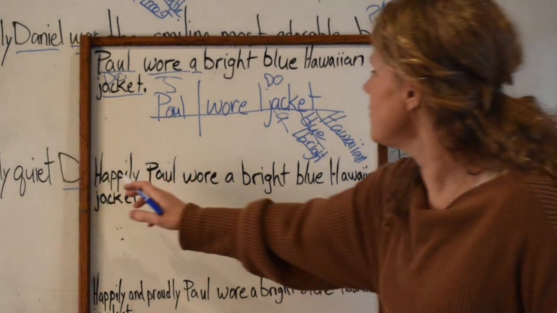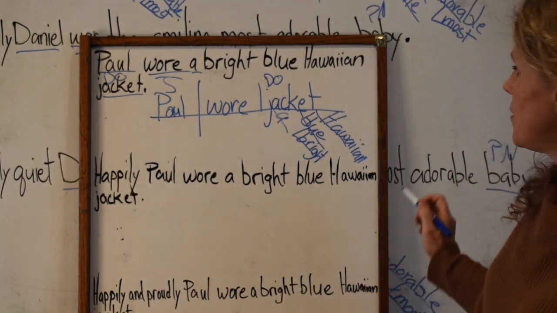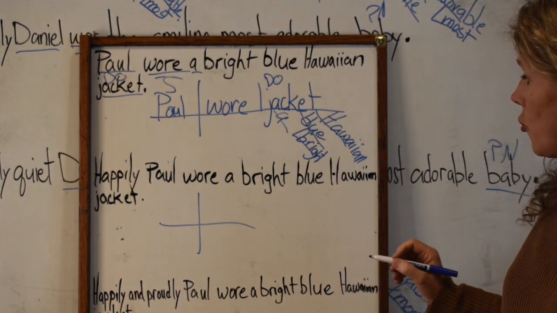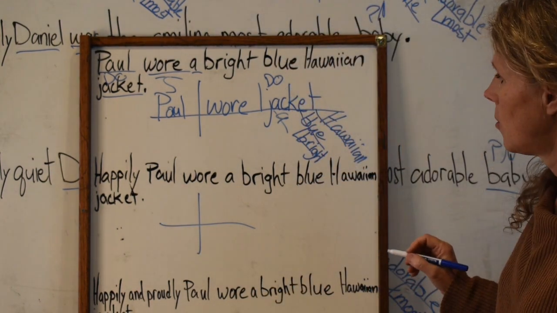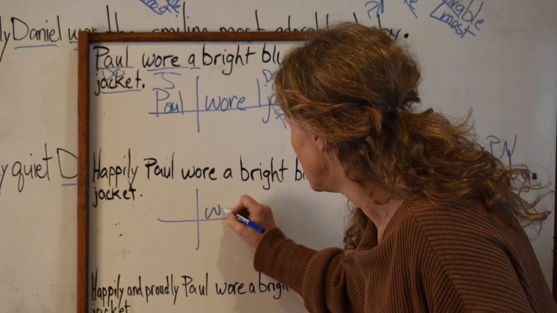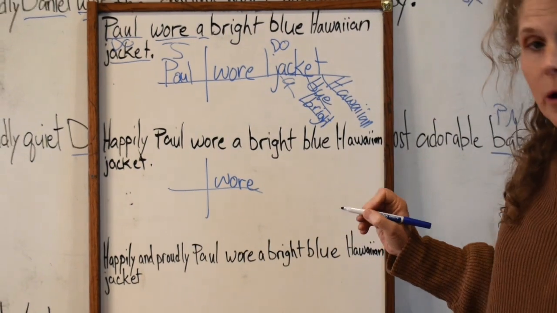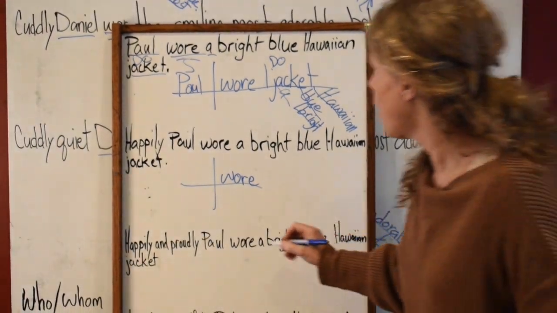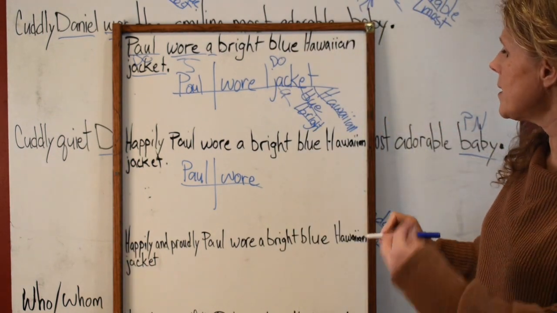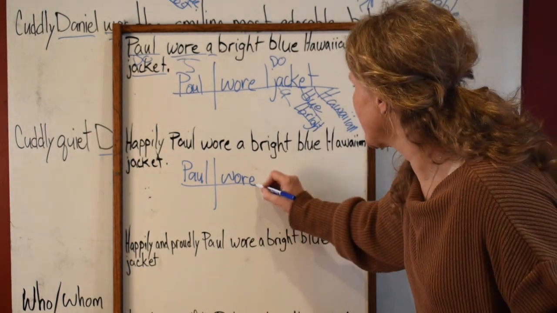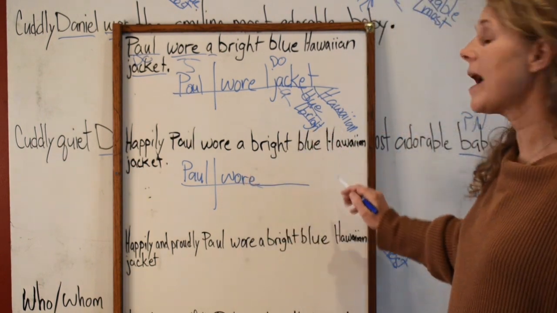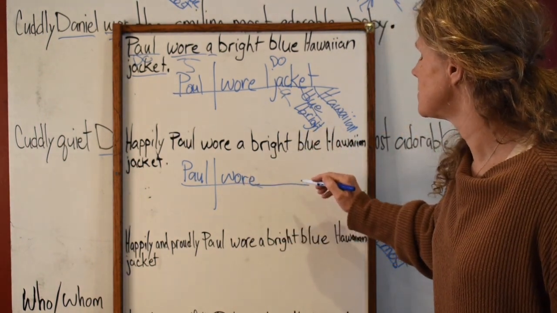Okay, so now we've just added more to this one. So we know that we can just add that on. What is your verb? What's the did? Wore. Who wore? Paul. Paul wore. Okay, what's being worn? Now you have a direct object that is receiving the action of the verb.